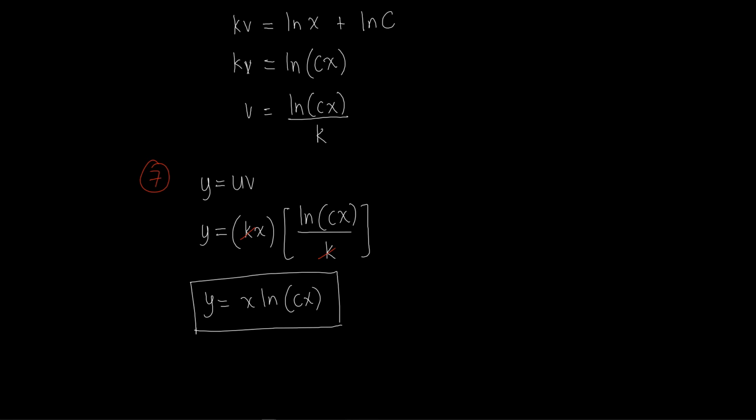Okay, so let's try another example. For example, we have dy over dx minus 3y over x is equal to x. Let's check if this is linear.